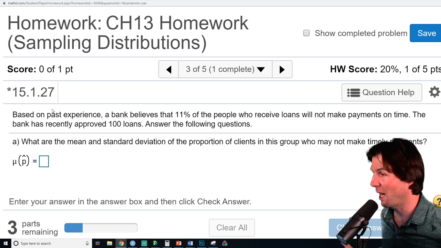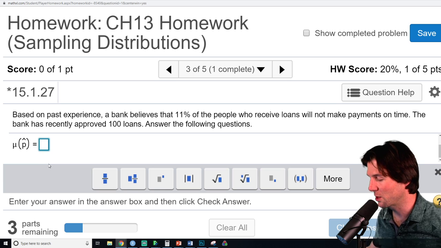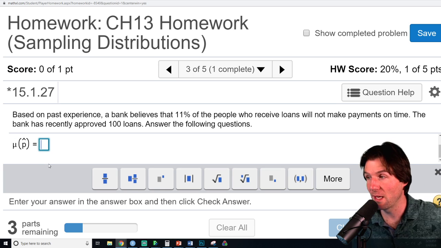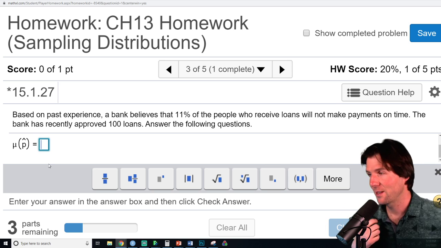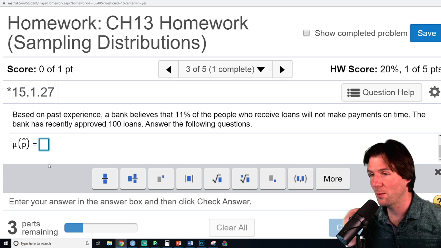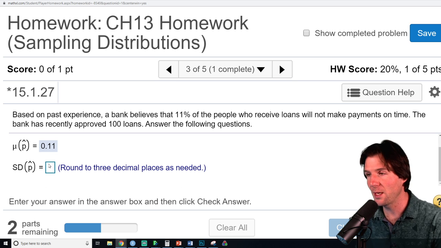And that's what mu p hat means, is that I would expect to see in a sample what percent. So what percent would you expect if you notice that 11% of people don't pay their loans on time? Well, if you took a sample, what would you expect to see in that sample? Any ideas? It's like, well, if I notice 11%, probably expect in my sample 11%. You got it. So that's mu p hat equals p.